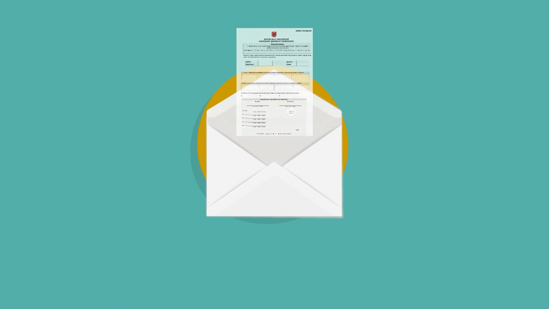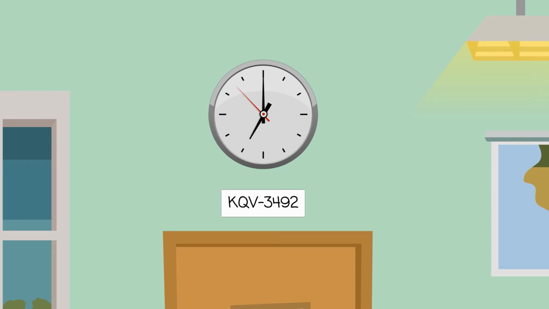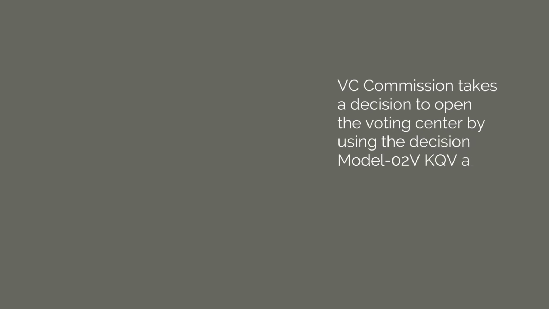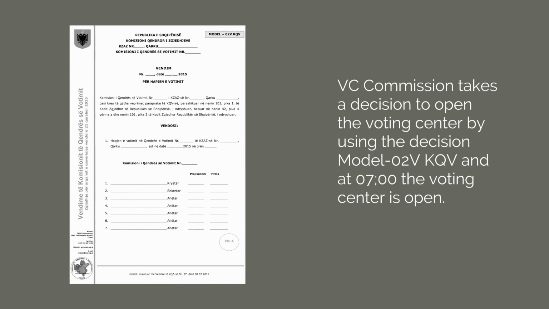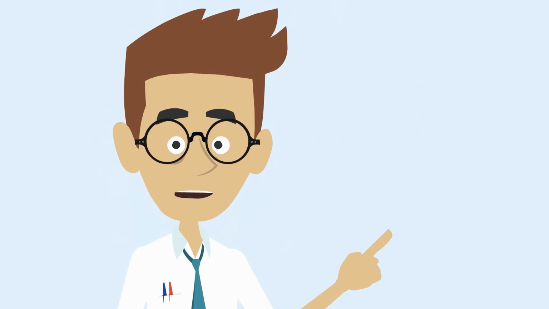The original record of sealing is then placed in the special envelope for this purpose and dropped inside the empty ballot box. All procedures must be completed prior to 7 o'clock. The VC Commission takes a decision to open the voting center by using Decision Model 02V KQV, and at 7 o'clock the voting center is officially open. Remember, all of the opening steps described here may be viewed by accredited observers.